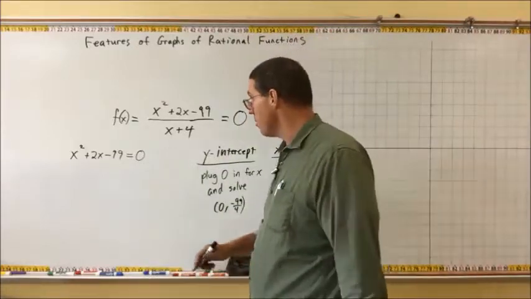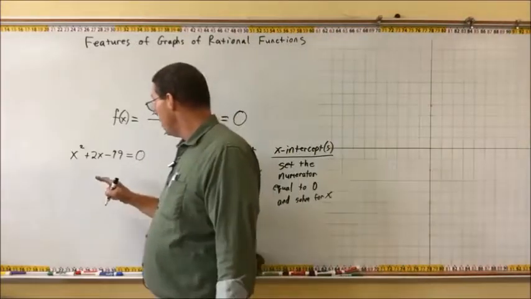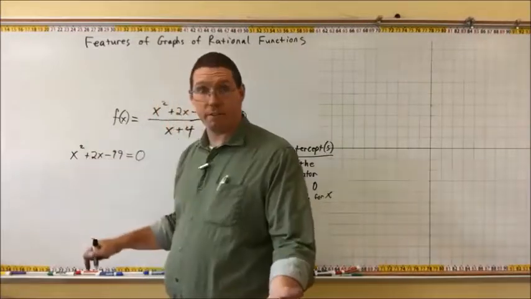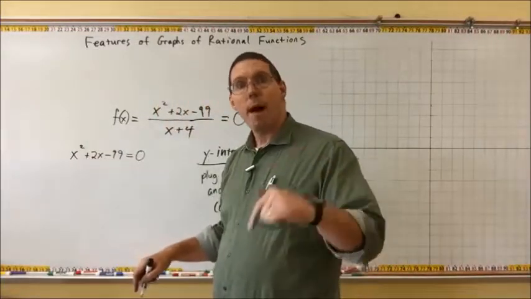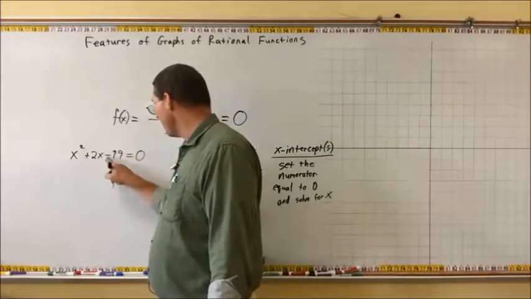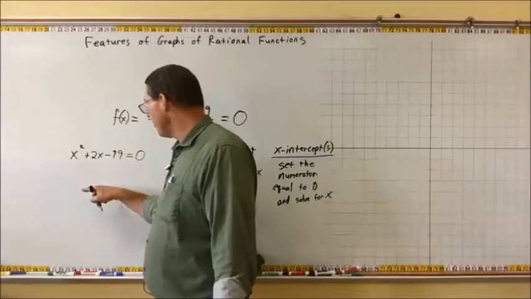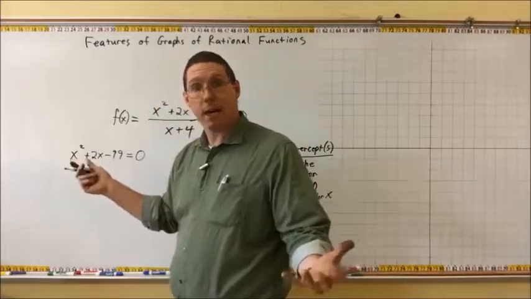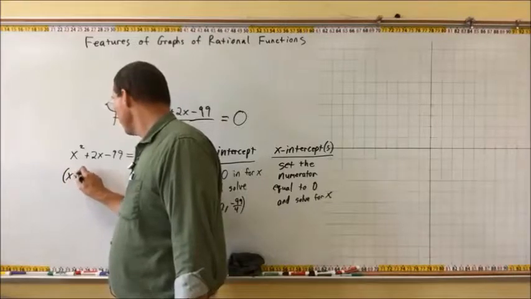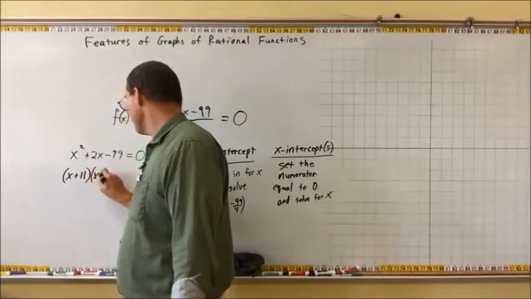Well, in this case, 9 and negative 11 could be right, except that 9 plus negative 11 is negative 2. Oh, positive 11, negative 9. Positive 11 times negative 9 is negative 99. Positive 11 plus negative 9 is positive 2. We got our 2 numbers. So this is x plus 11 times x minus 9.